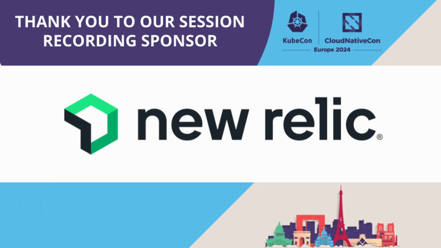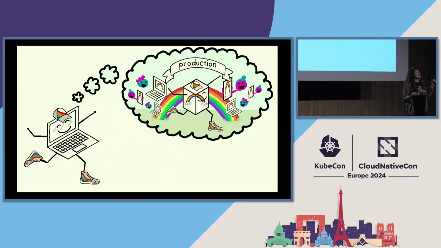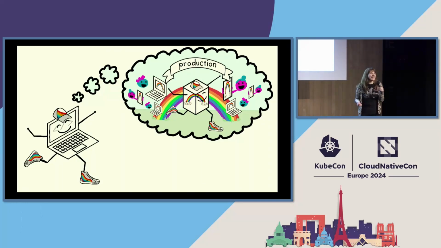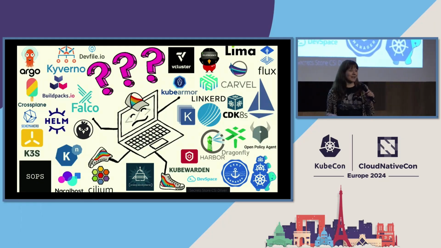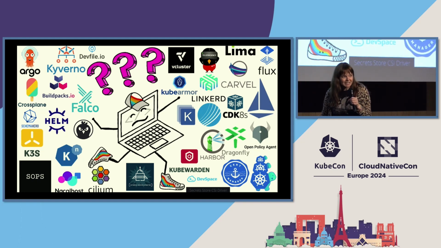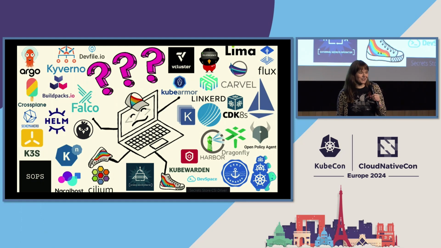So meet Hero. Hero is application source code on a developer's laptop. Hero longs to be a real application running in production, serving end users, and we're going to help Hero on their journey. Our job is to help Hero navigate hundreds of CNCF projects, choose which ones to use, integrate them with one another so Hero can live their dream.